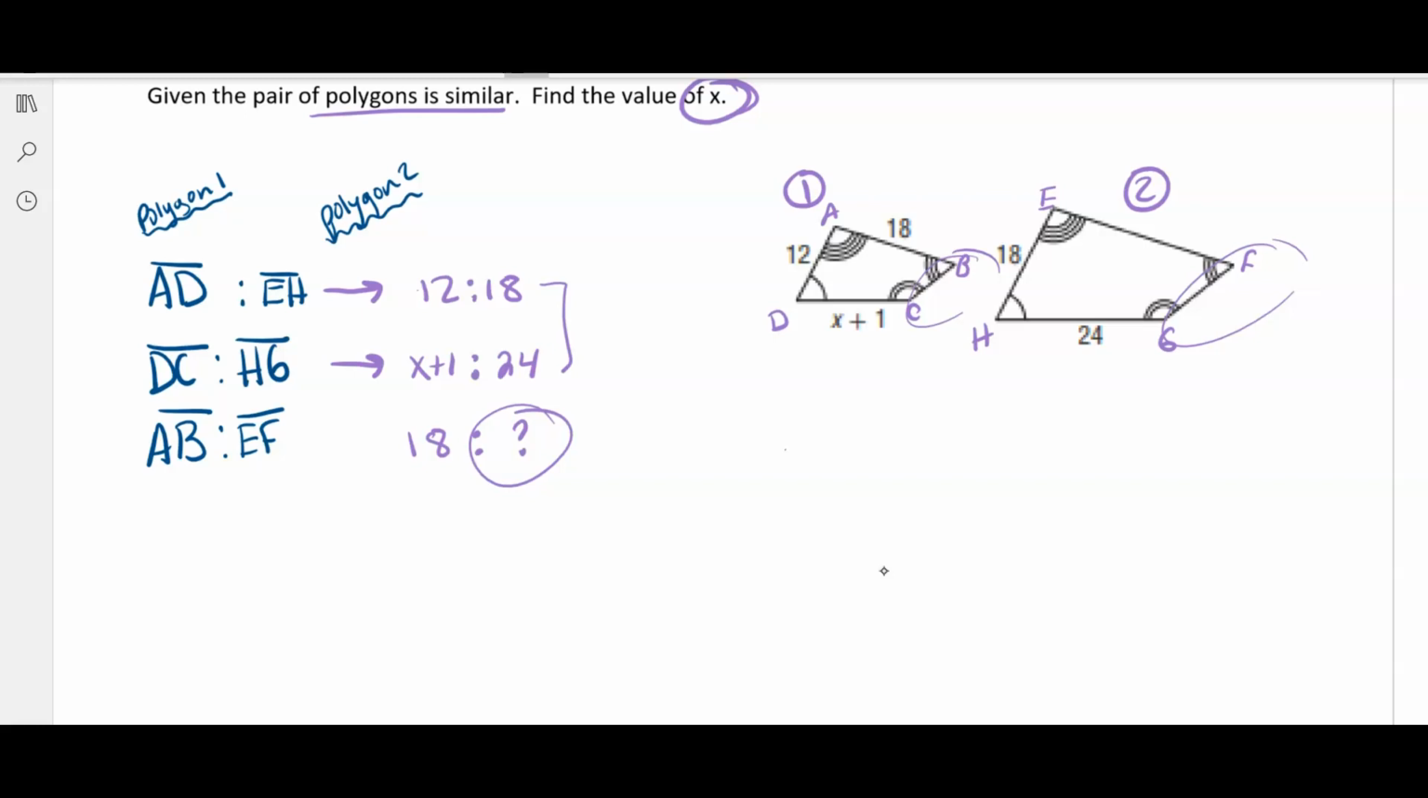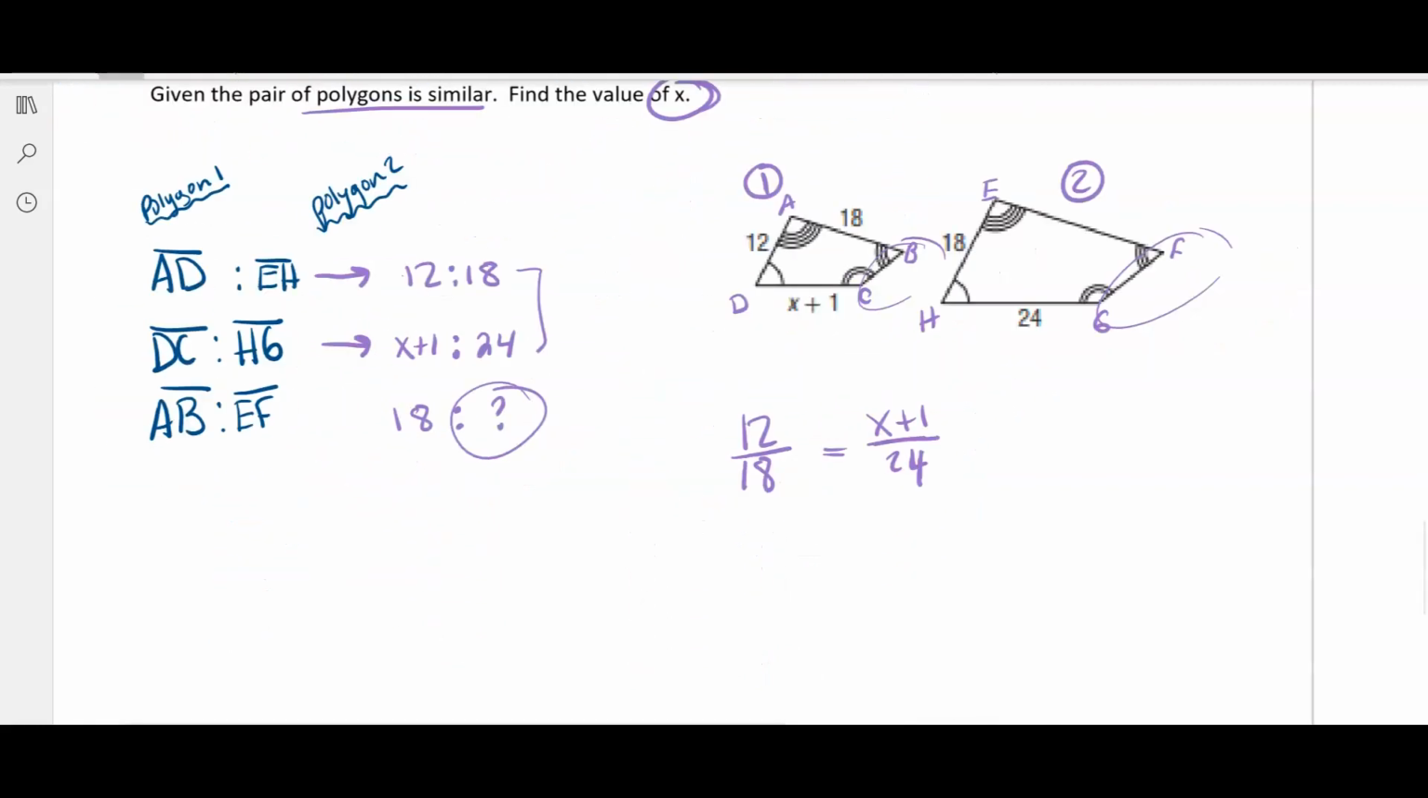I'm going to set up our ratios as fractions. So I'll have 12 over 18, set equal to the other sides here, x plus 1 over 24. So I just set up a proportion of these sides. Notice that polygon 1 is on the top and polygon 2 is on the bottom. It does matter how you set these up, but as long as you're consistent, with the information for the first polygon on the top and everything from the second on the bottom, you'll be fine.